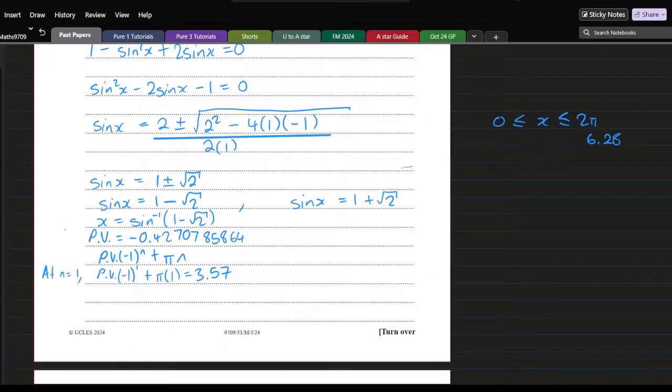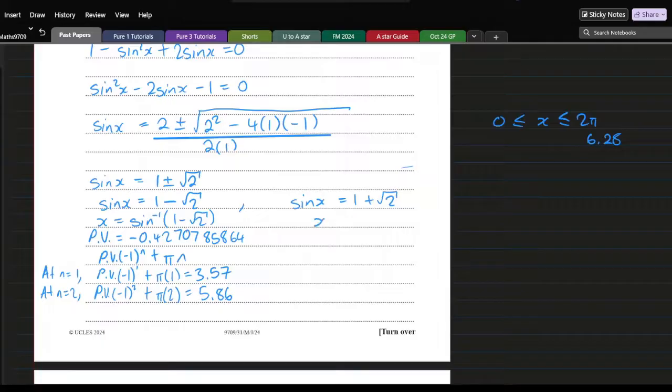We can check to see if we have a solution at n equals 2. So that's PV times -1 to the power 2 plus pi times 2. So that's PV times -1 squared plus pi times 2, and that gives us 5.86. Alright, we will not have a solution at n is equal to 3, but feel free to check.